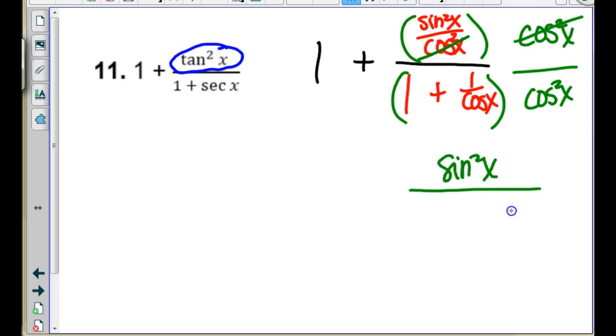Now we have to be a little bit careful because what are we actually doing on the bottom? Distributing that cosine squared, right? So what does this cosine squared times this guy become? Cosine squared times 1 is cosine squared. And cosine squared times 1 over cosine is just... Okay. Now we still have this weird 1 plus out there. What happened is we got rid of the complex fraction.